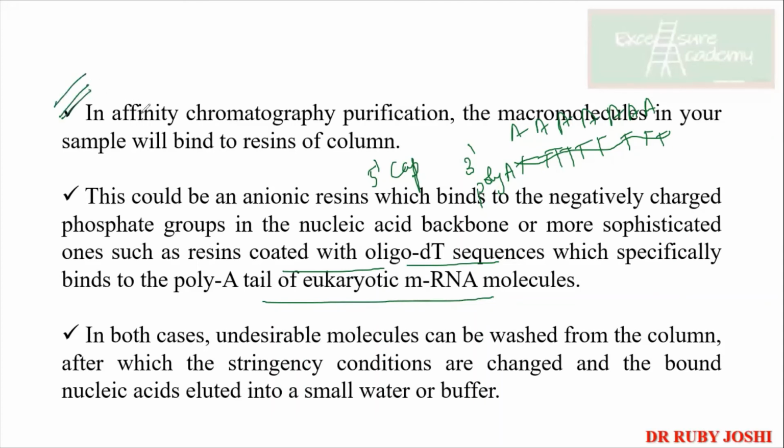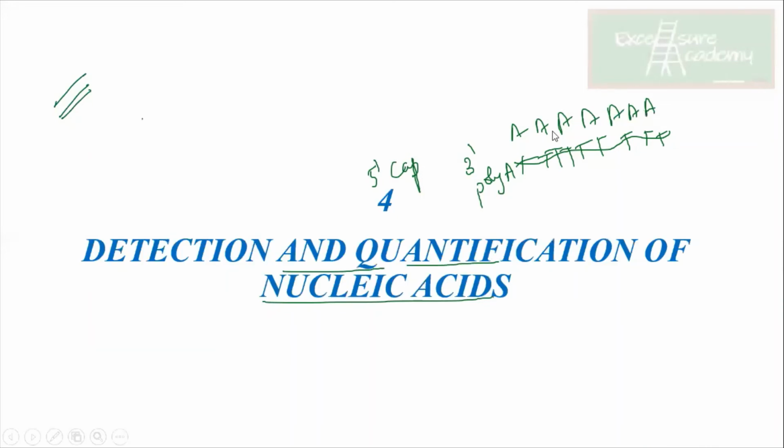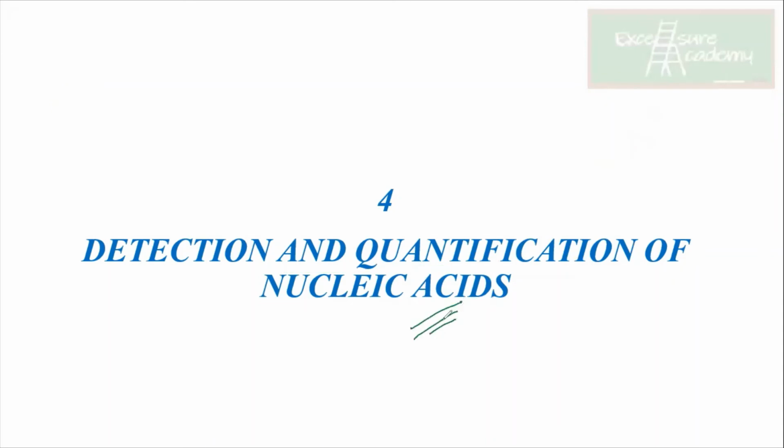So this is the example of affinity, meaning I can purify only one kind of thing based on the affinity to each other. Clear guys? Just get the idea, because all this I will take in detail, don't worry. Now the important point is about the detection and quantification of nucleic acids.